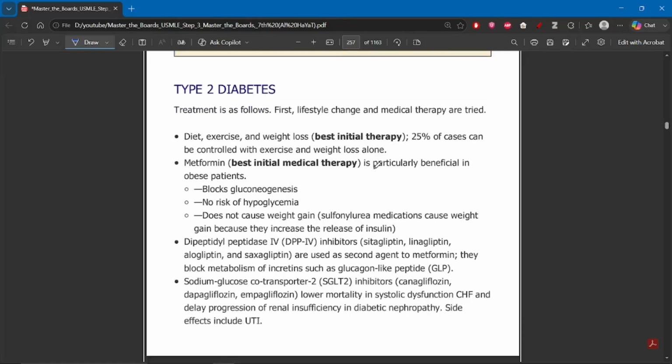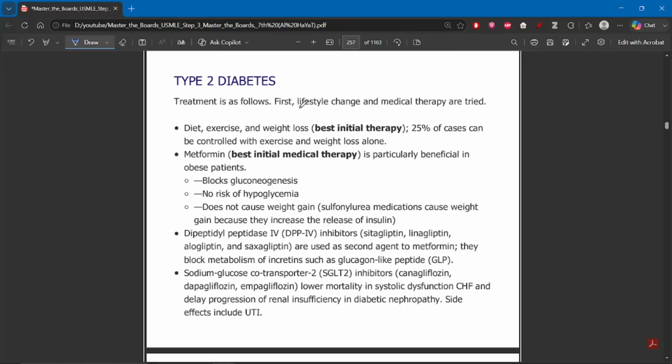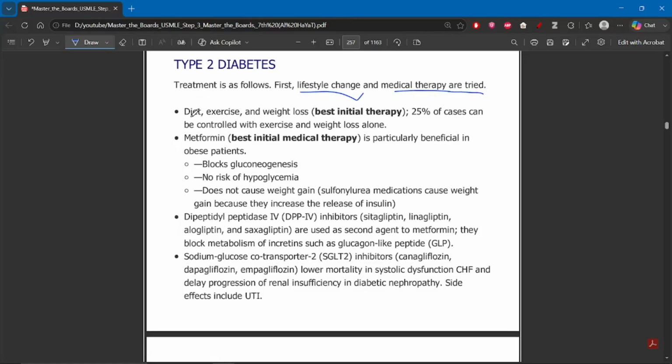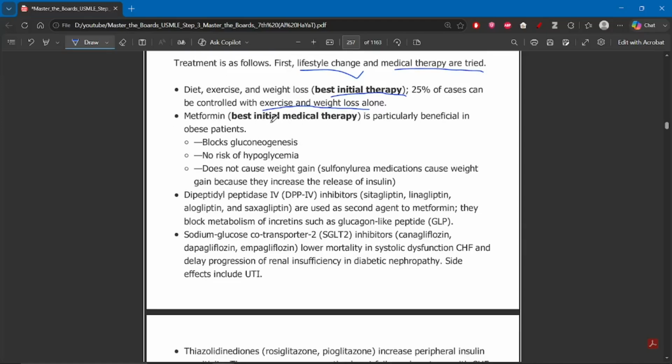So type 2 diabetes treatment is as follows. First, you do the lifestyle change, then you go for the medical therapy. Diet, exercise, and weight loss is the best initial therapy. 25% of cases can be controlled with exercise and weight loss alone. Metformin is the best initial medical therapy. And if you're going for medication, then metformin is the best initial medication. It is particularly beneficial in obese patients because it blocks gluconeogenesis and it has no risk of hypoglycemia.